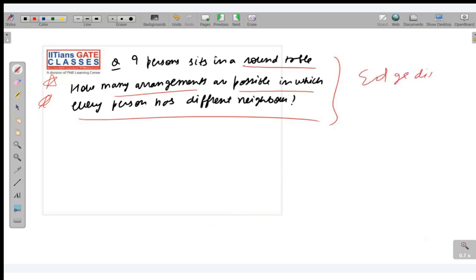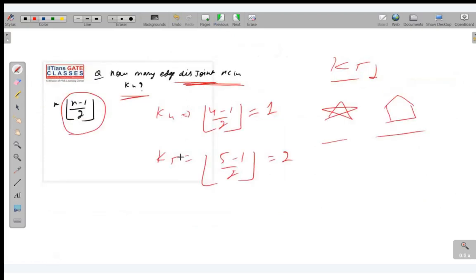Edge disjoint means no edge is common. Are you getting it now? Edge disjoint Hamiltonian circuit means no edge is common. If A is a neighbor of B here, then in the other arrangement A and B are not neighbors. Are you getting it? Yes, sir.